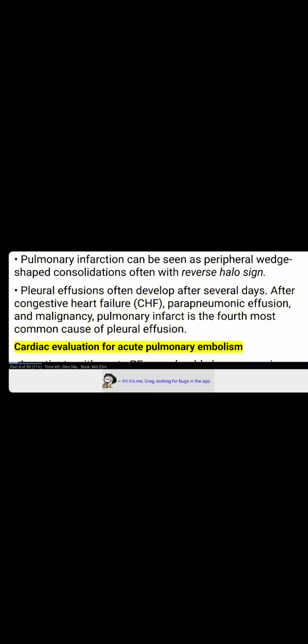Cardiac evaluation for acute pulmonary embolism. In patients with acute PE, one should always examine the heart for imaging findings of right heart dysfunction, which is associated with increased mortality. Findings of right heart strain include bowing of the interventricular septum to the left. An elevated RV/LV ratio is greater than or equal to 1.